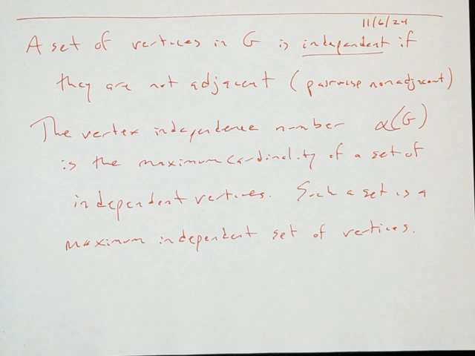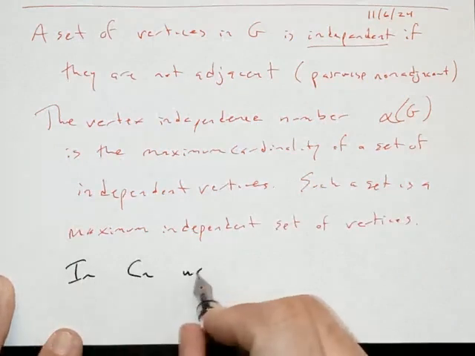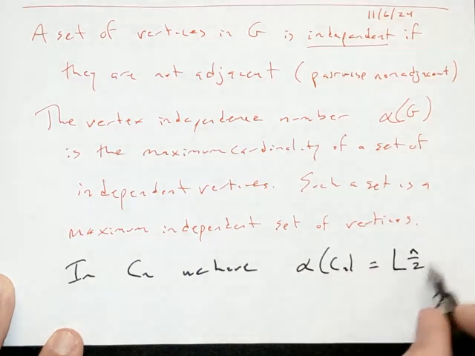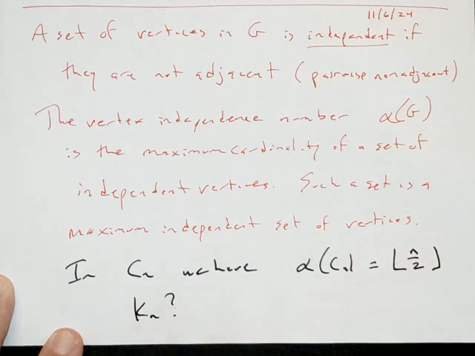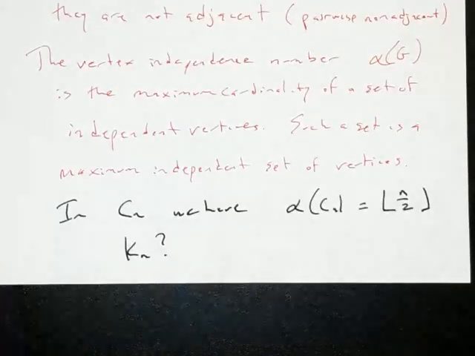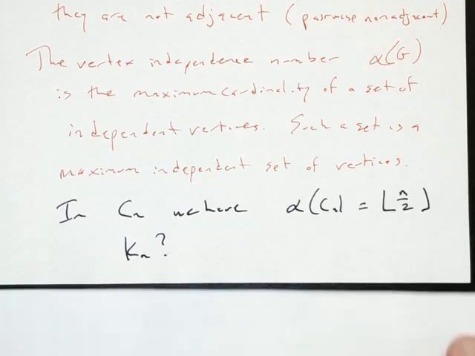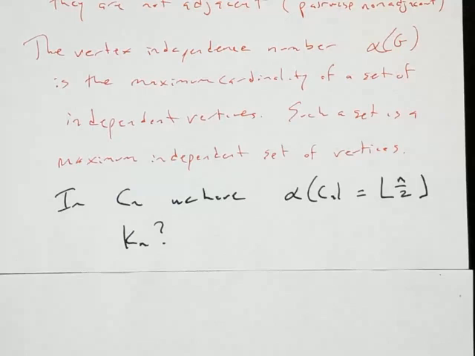How about K_n? Aha! Every vertex is adjacent to every other vertex, right? So as soon as I pick one, I can't pick anything else. They're all adjacent to it.